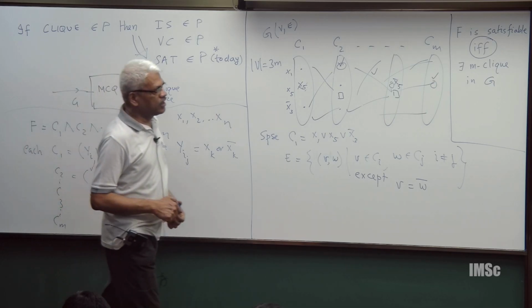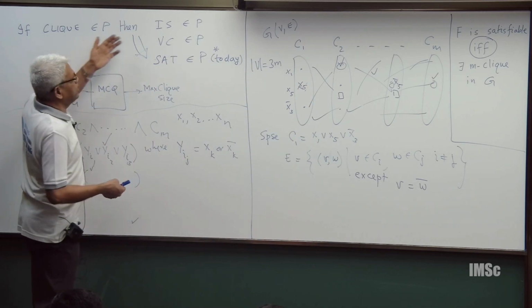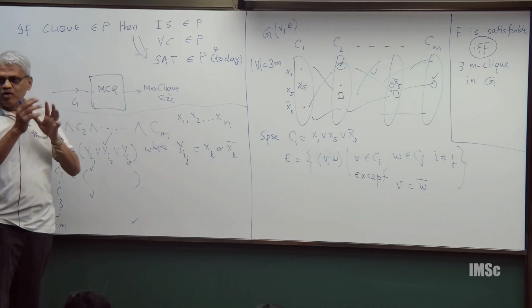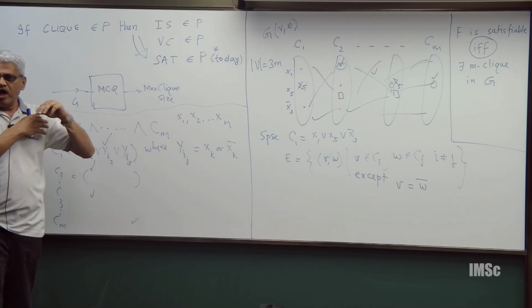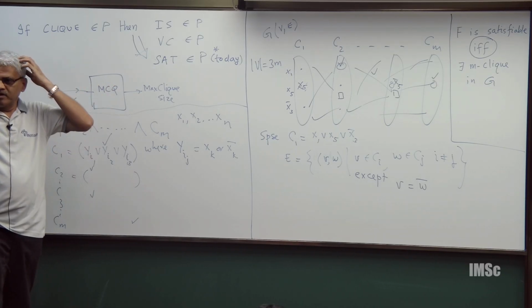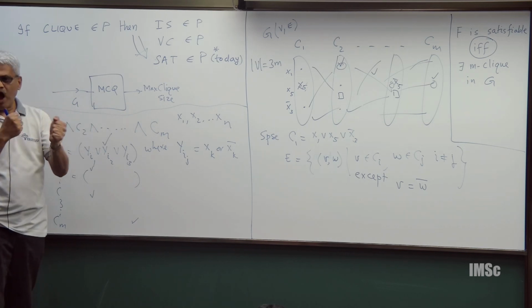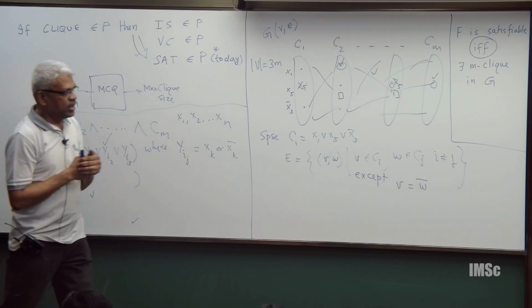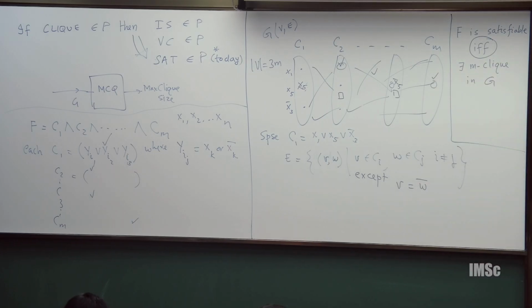So, what Cook and Levin showed, somehow we are reducing clique to independent set, clique to vertex cover, clique to SAT, but Cook and Levin said it does not matter. I am reducing SAT to every problem in NP. So, SAT is somehow so powerful, so hard that if it has a polynomial time algorithm, then this entire question is resolved.